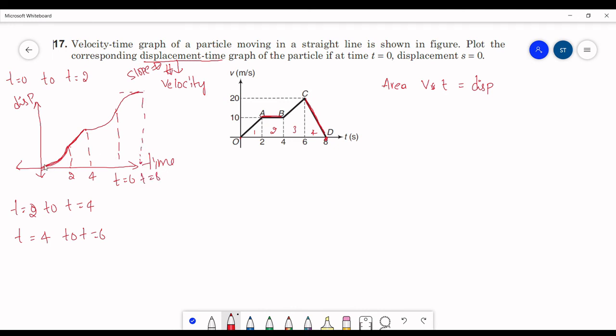So initially velocity is increasing, upward facing parabola; velocity remaining constant, straight line; velocity is again increasing, upward facing parabola. In the last one the velocity is decreasing, so this will be a downward facing parabola, and finally the slope should be equal to 0. This will be the final graph for the displacement versus time graph.